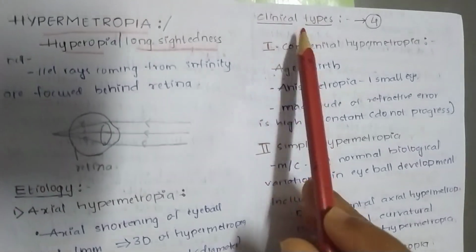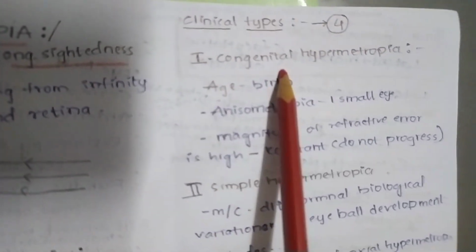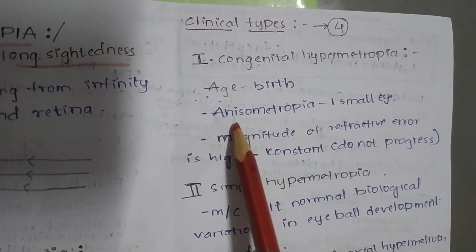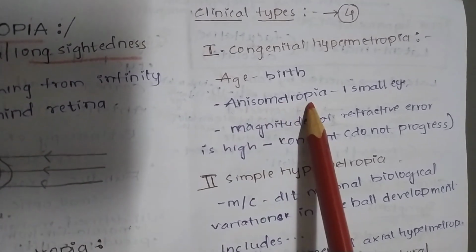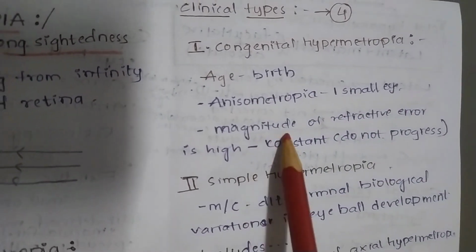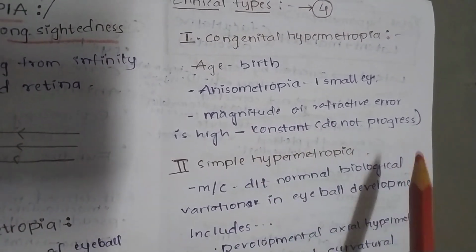So, what are the clinical types of hypermetropia? There are 4 clinical types. First is congenital. As the name suggests, it occurs at birth. It is actually anisometropia, that means one eye is smaller than the other. The magnitude of refractive error is high and it is constant throughout life.